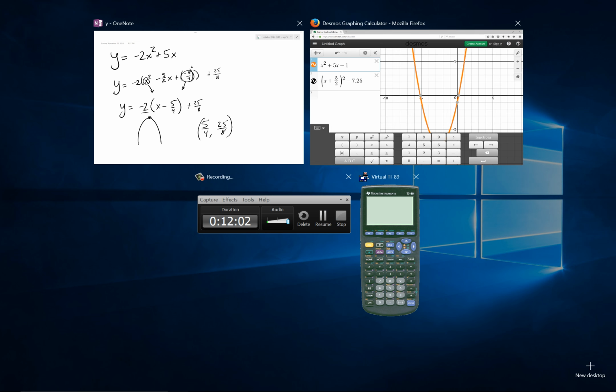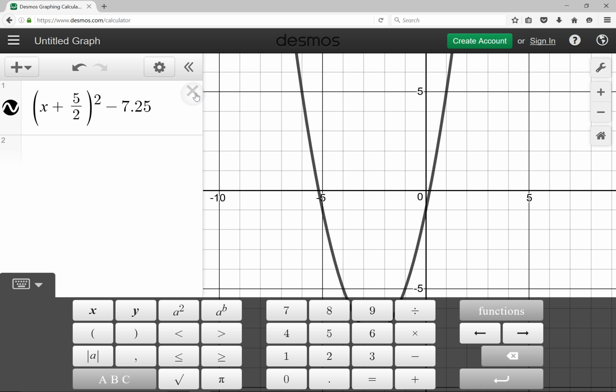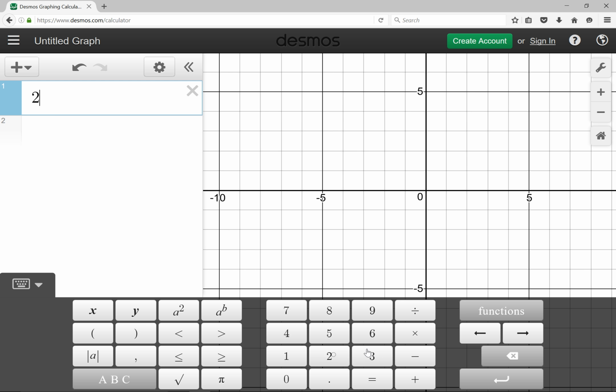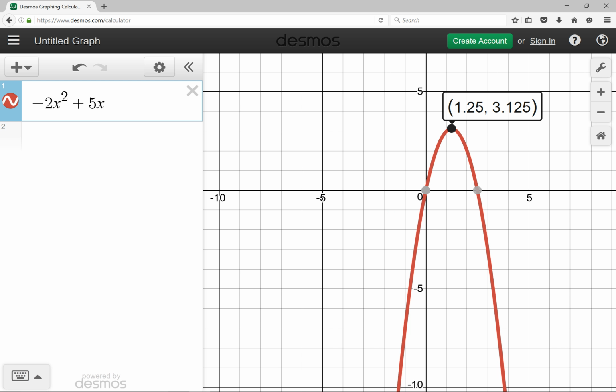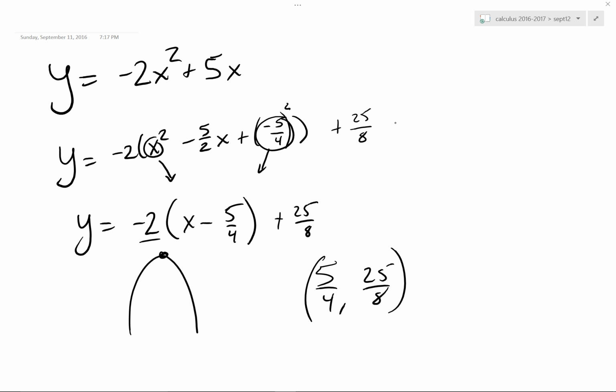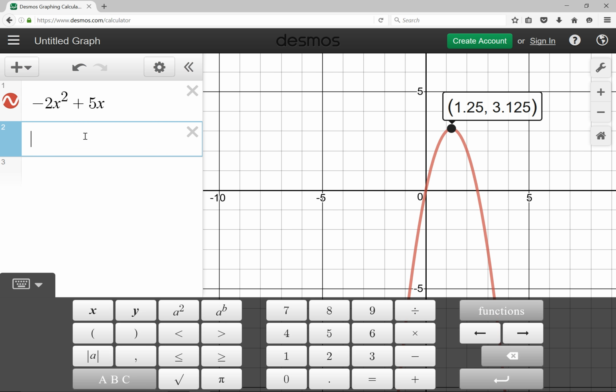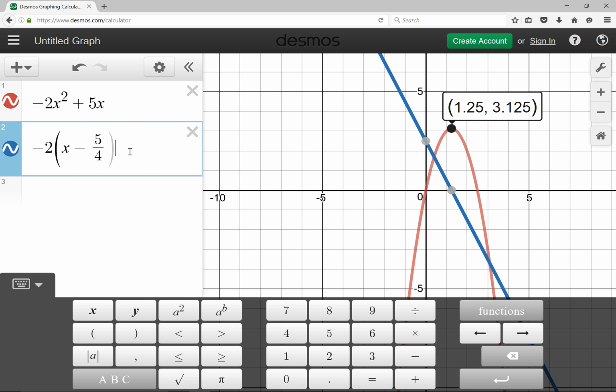Let's go look at the graph of that just for fun. Oh, I totally spaced off what the equation was. It's -2x squared plus 5x. Bam! It is good to be good.